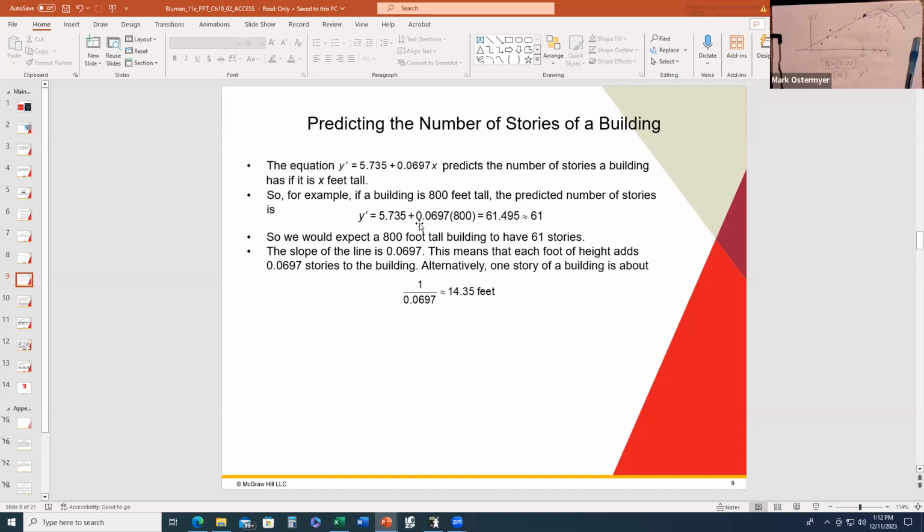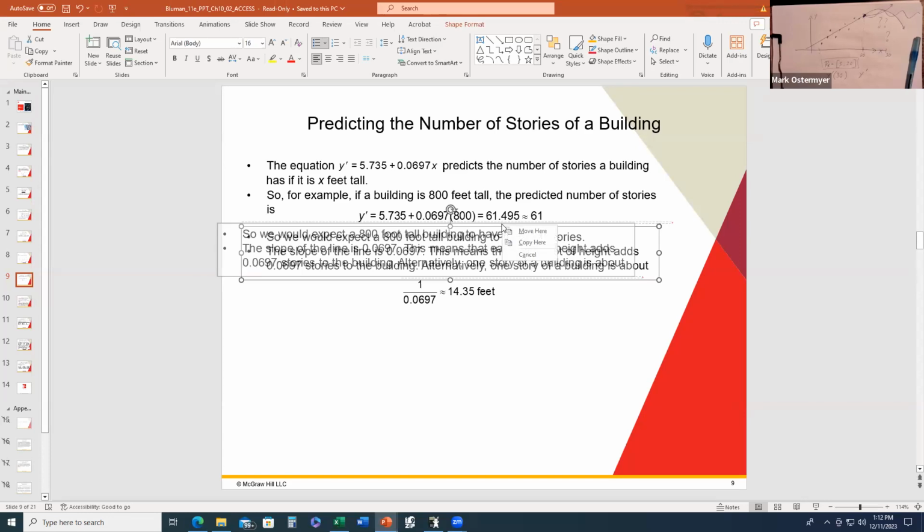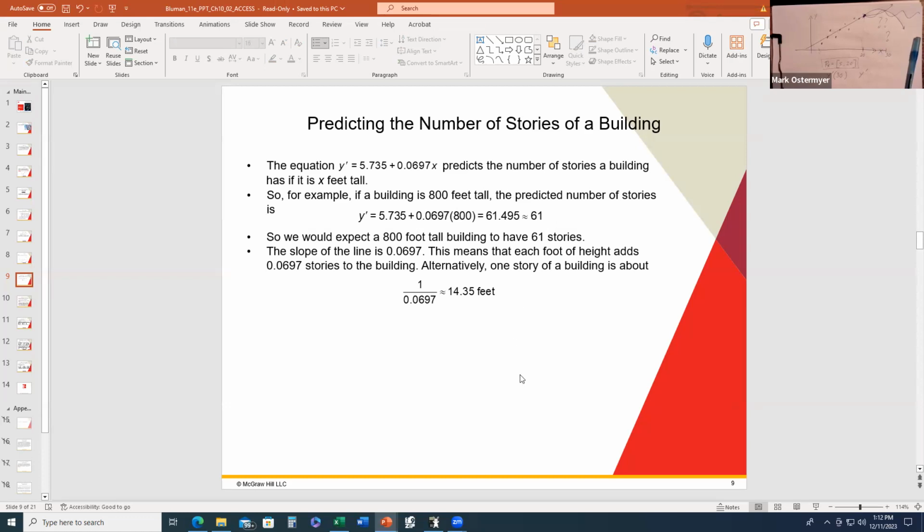Now, the slope, how would we interpret what this slope of this linear regression equation is saying here? Well, it means, ladies and gentlemen, if the height of the building increases by 1 foot, then the number of stories that the building has would increase by 0.0697 stories. All right, make sense there?